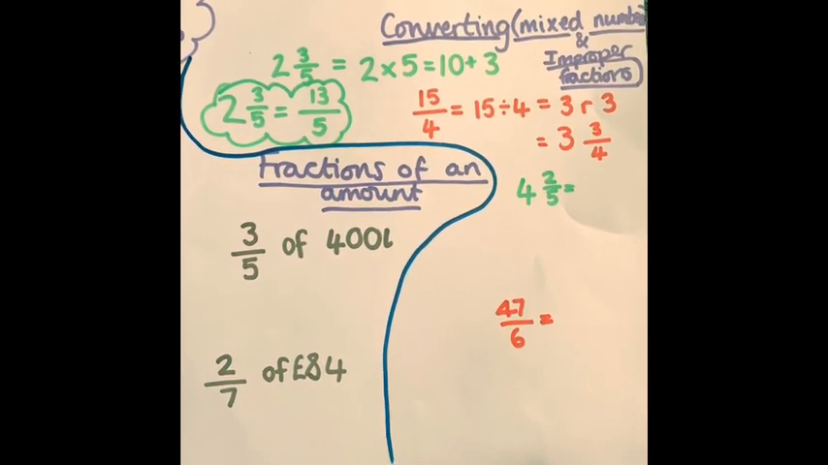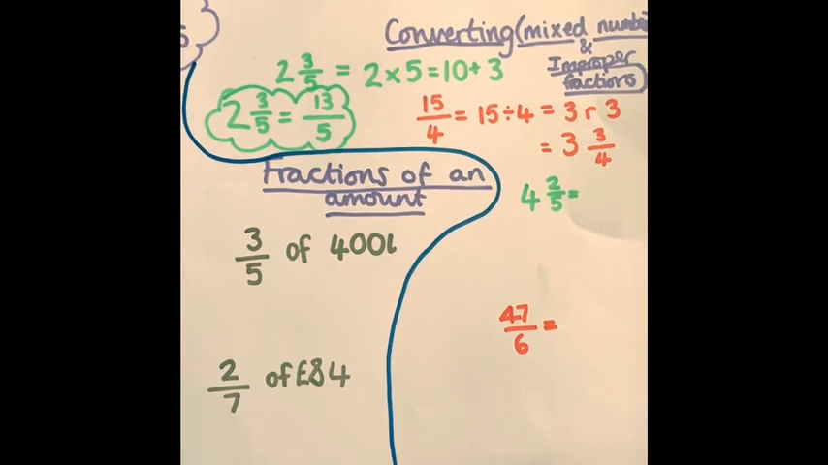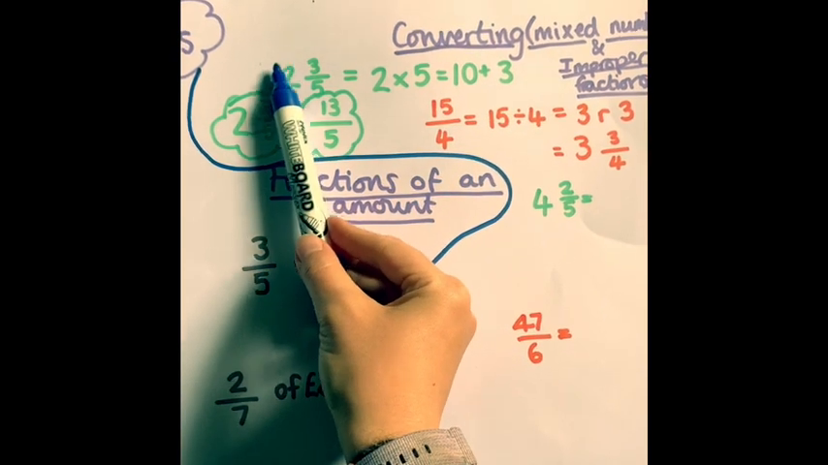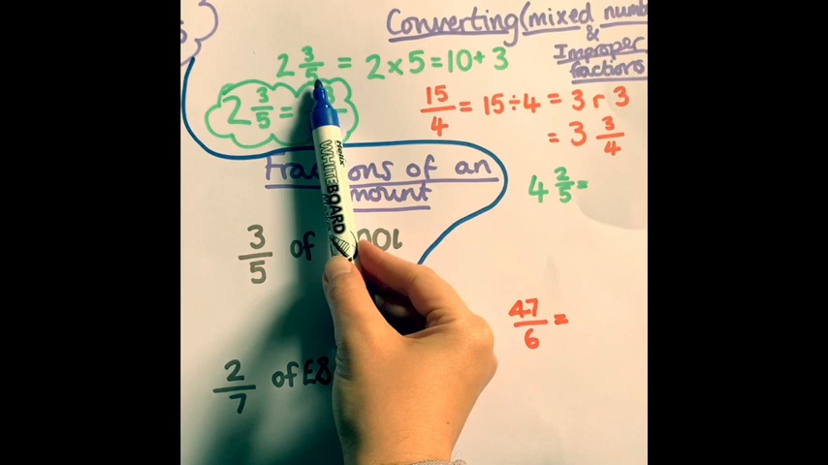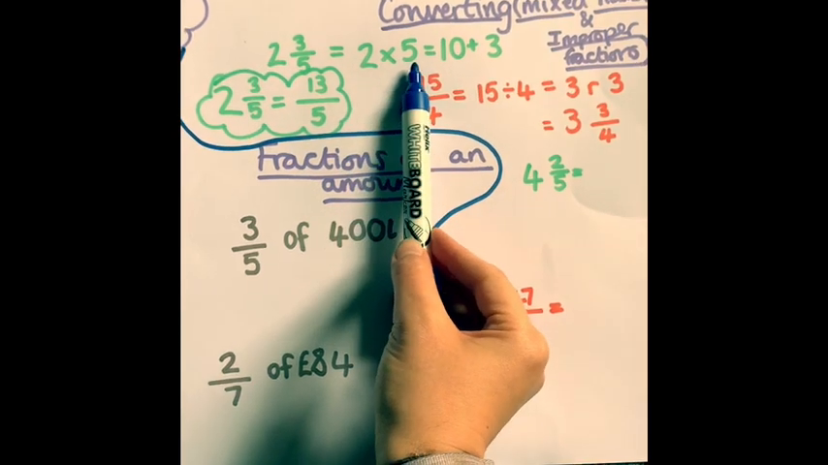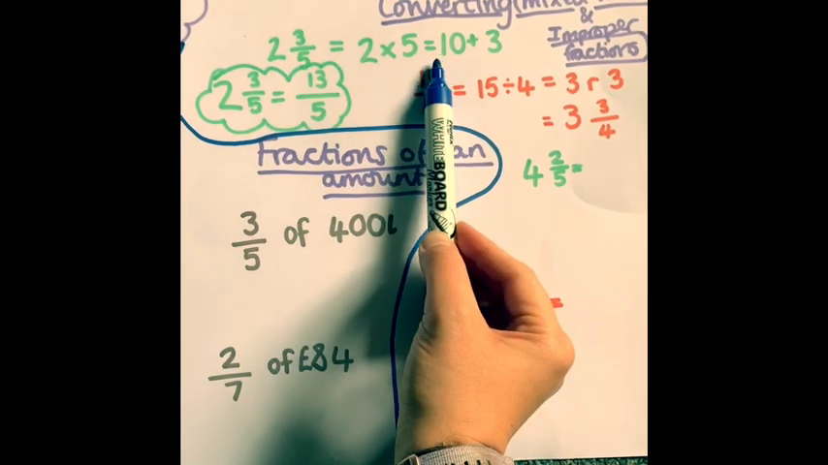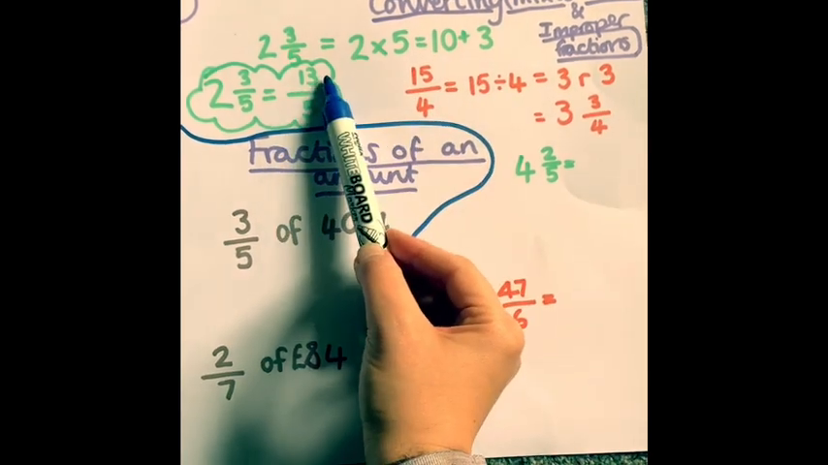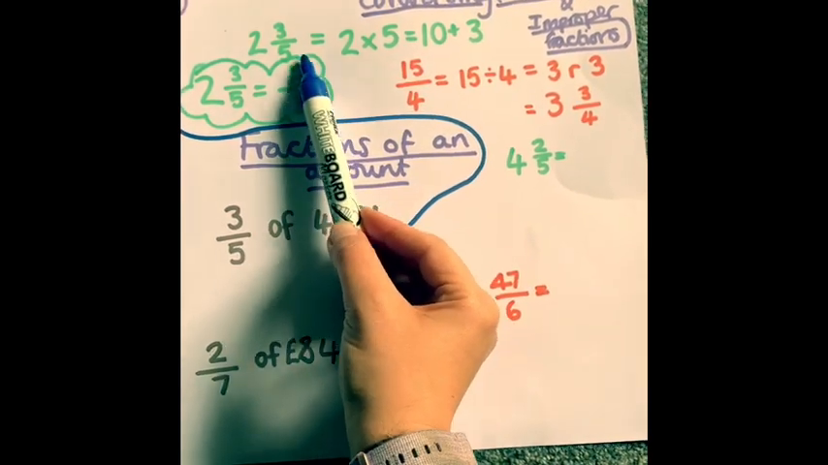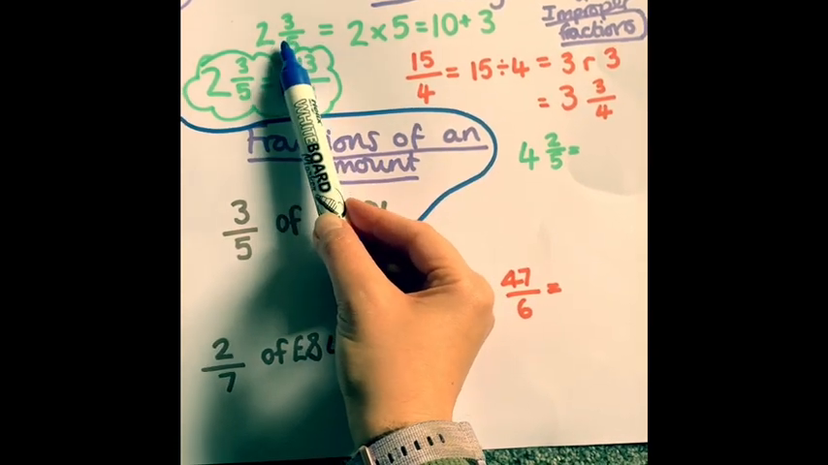So to change a mixed number into an improper fraction, we have to times the whole number by the denominator. So in this case, we're doing 2 times 5, which equals 10. We then add the numerator, which is 3. 10 plus 3 is 13. And we do 13 over 5 because that was our denominator to start with.